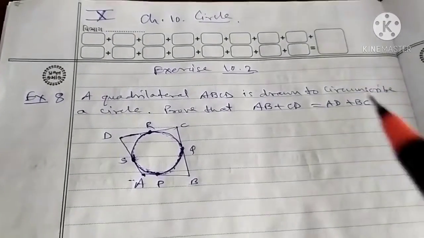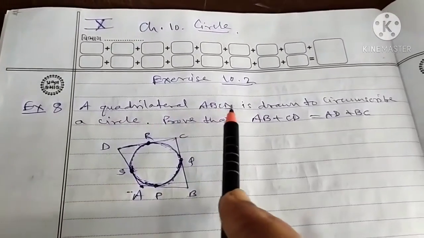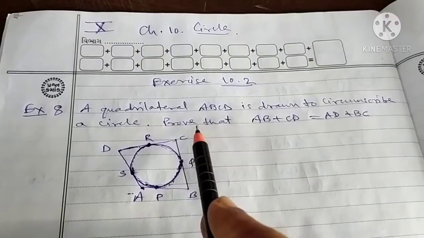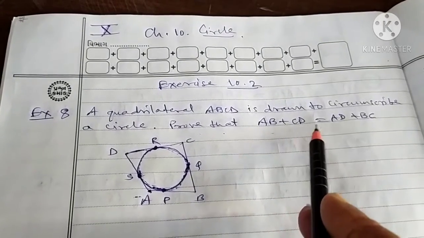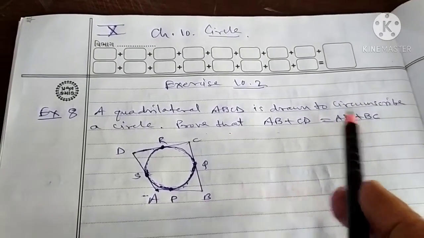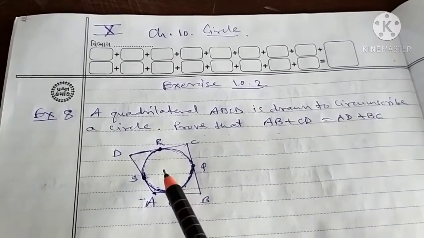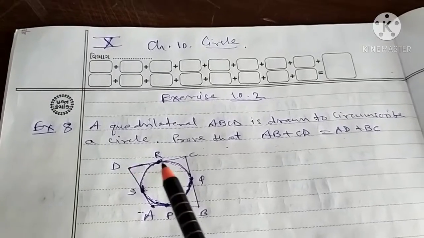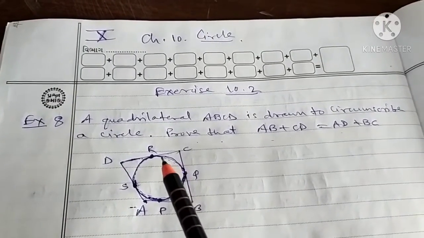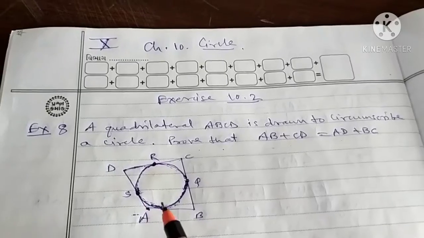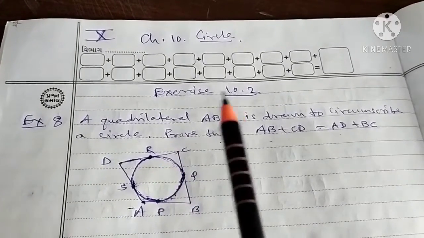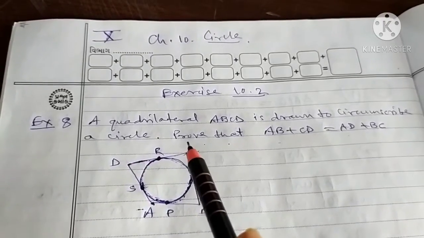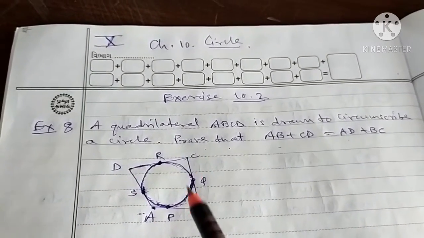Okay, see, I am reading the example. A quadrilateral ABCD is drawn to circumscribe a circle. Prove that AB plus CD equals AD plus BC. Look at the diagram given to you. Quadrilateral ABCD is drawn to circumscribe a circle. Circumscribe circle means the circle is inside the quadrilateral. Prove that AB plus CD equals AD plus BC.